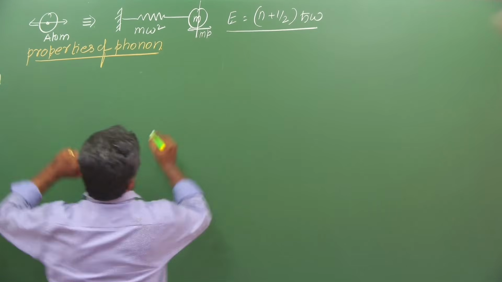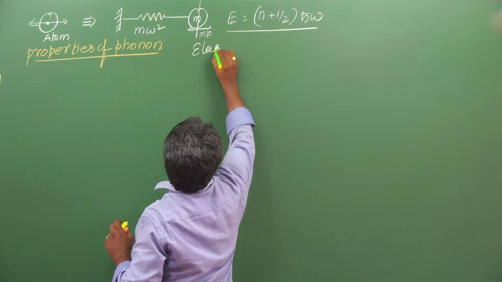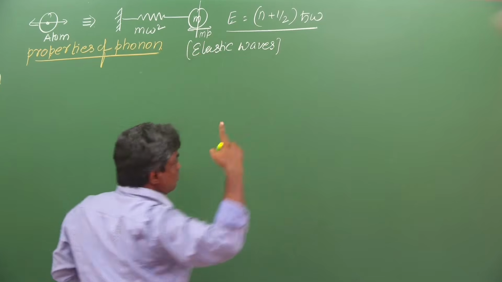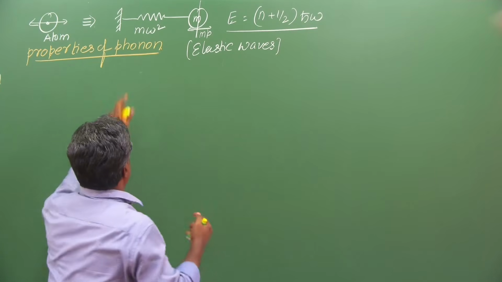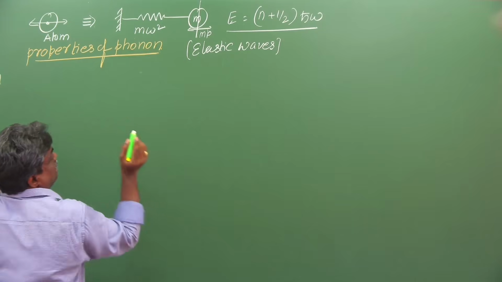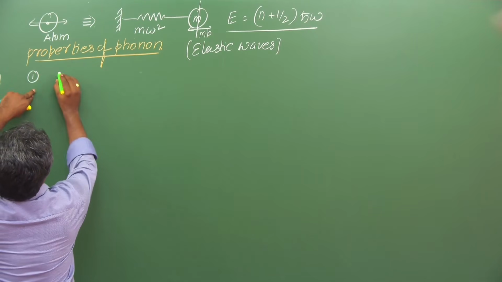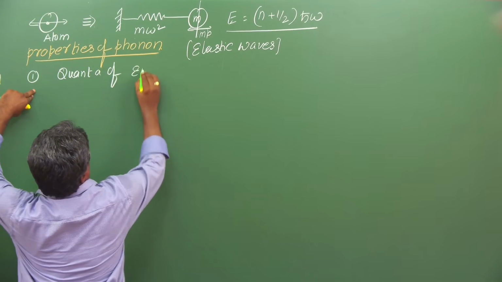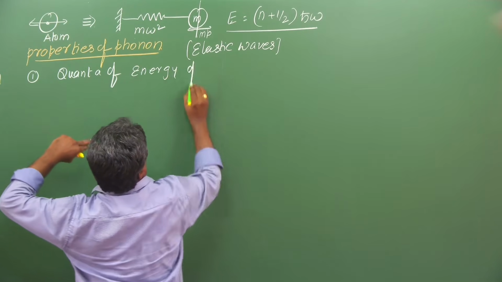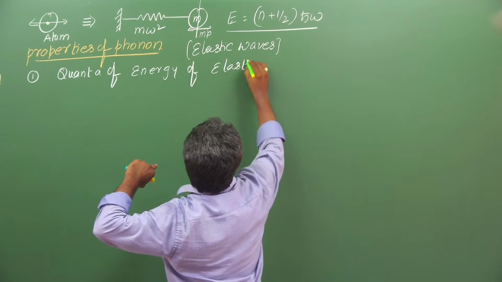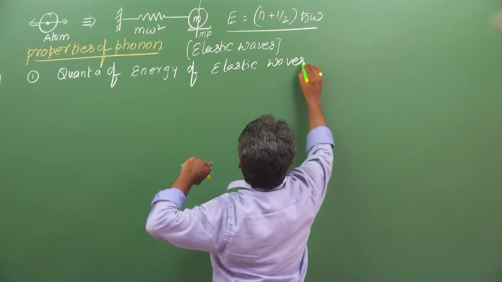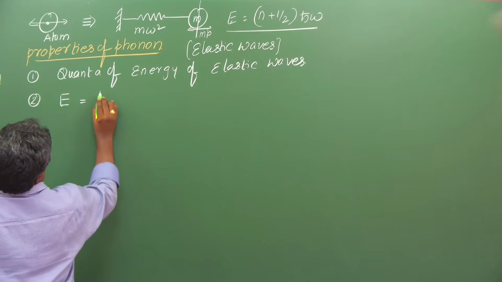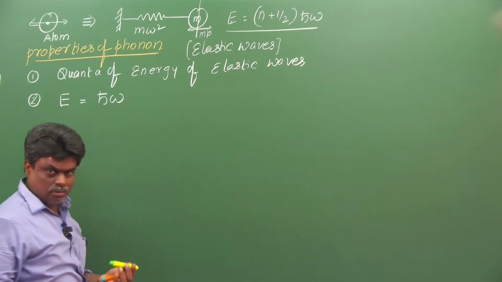Once again, which waves do we have here? If I say EM waves, that is related to photon. If I say elastic wave, that is related to phonon. Listen, very important. What is a phonon? It's simply a quanta of energy, a minimum amount of energy, the quanta of energy of elastic waves. And what about its energy? Its energy E is equal to the same h cross omega, no change.